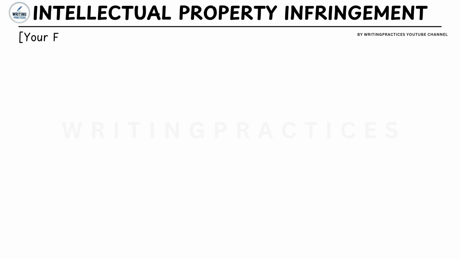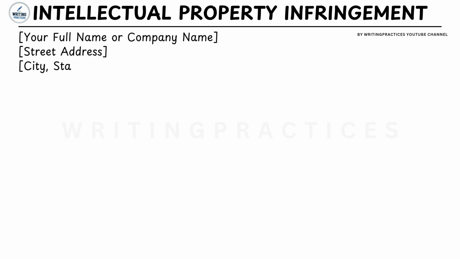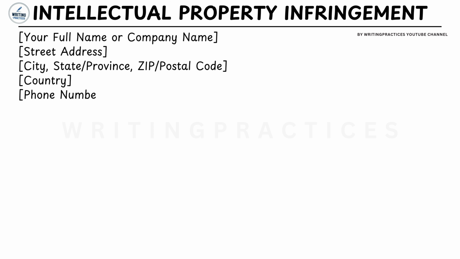Sender information. Start by writing your personal or business contact information at the top of the letter. This section identifies the owner of the intellectual property and provides the recipient with the information needed to respond to your notice. If the intellectual property belongs to a company, use the company's official legal name and business contact information.